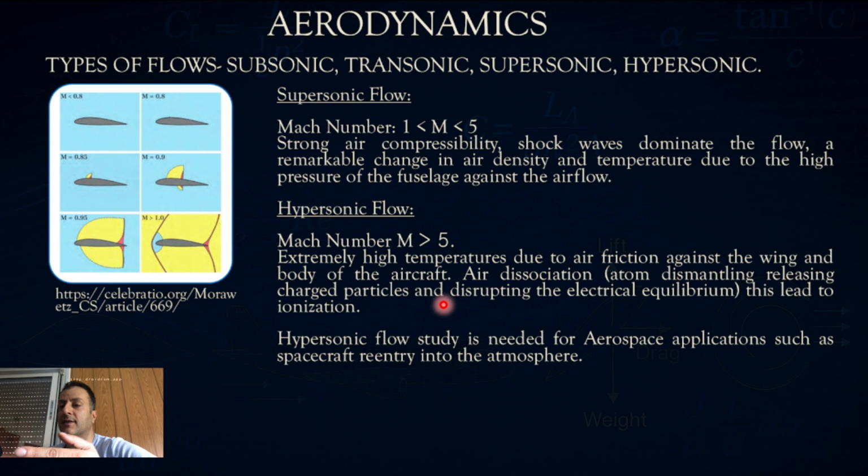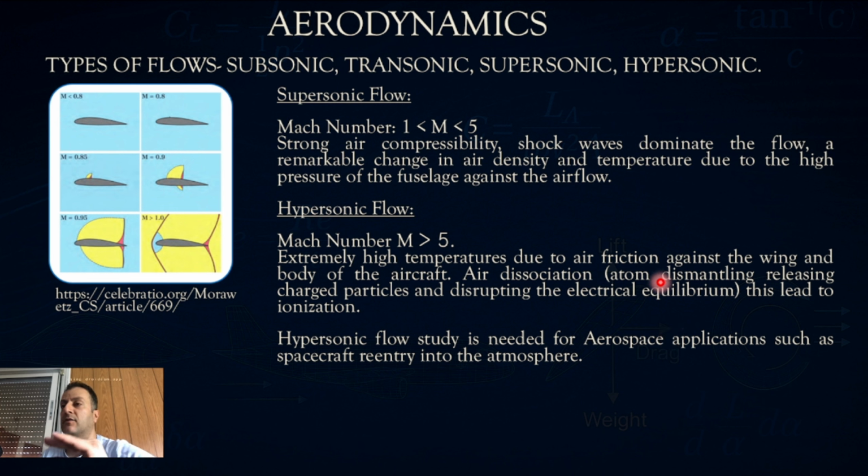This is what you see during re-entry of a spacecraft into the atmosphere. This is why you see that overheat, because of that plasma layer. This is due to the ionization of the air, meaning that due to the high friction and high temperature, there's a change of the characteristics of the air. There's a release of particles.